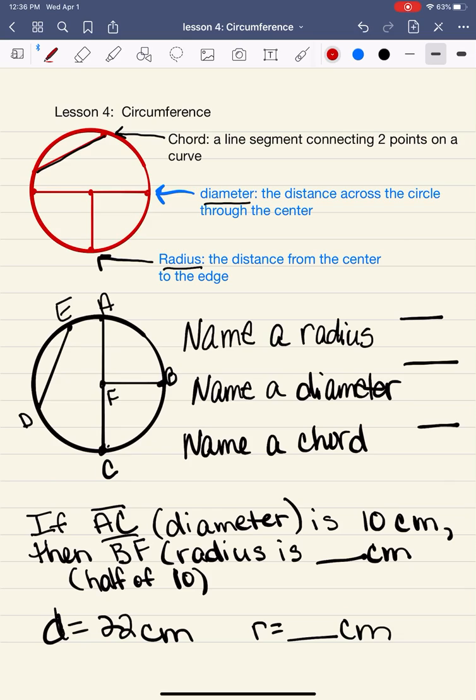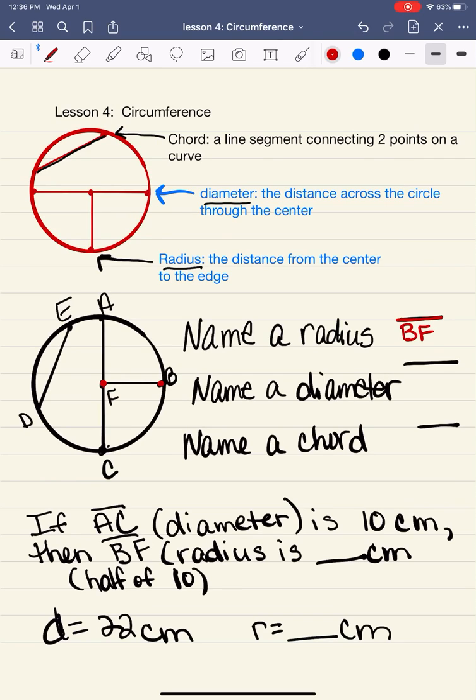So name a radius. Well, on this particular one, we can see it is in between those two letters. We usually put them alphabetically. And the reason there's a bar over those letters is because that represents a line segment. The line segment starts at point F and ends at point B.